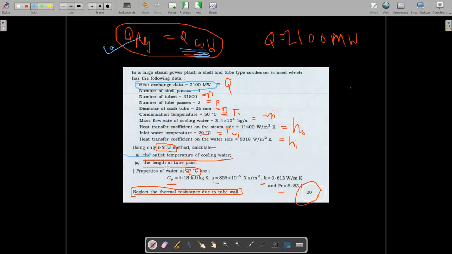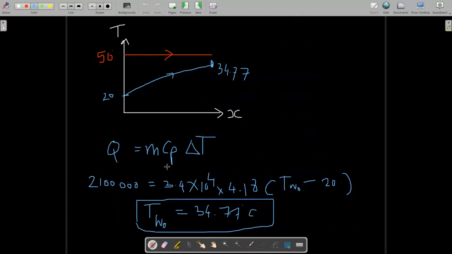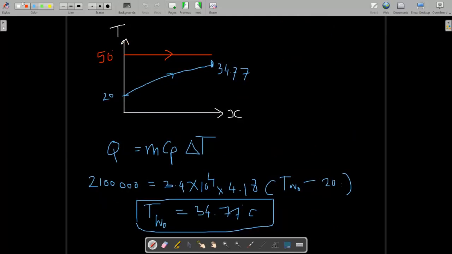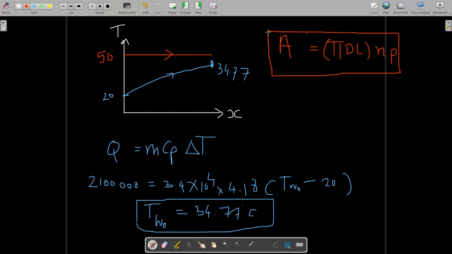Next, the length of tube per pass. Here there is a temperature difference at the inlet side and also at the outlet side. And I have told you the area of heat transfer is πDL, because it is a surface area. Heat is transferred surface to surface, πDL. But here we have 31,500 tubes and two passes, so this much area will be our total area for heat transfer. Now we have to find L.